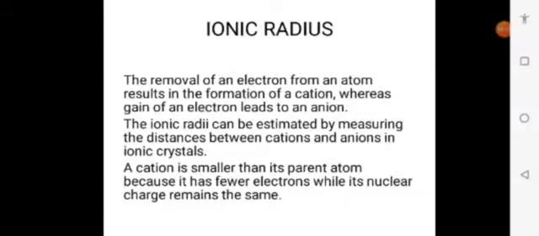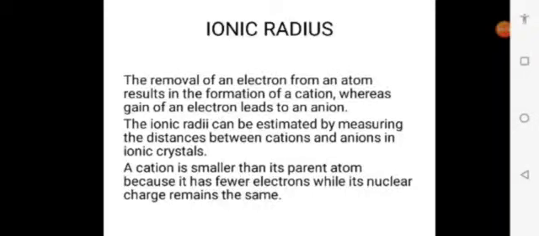Ionic radius means those species which contain charge, the radius of the charged species. Now charge means maybe positive charge, maybe negative charge. So if it is a cation, the radius of the cation is called cationic radius, and the radius of an anion is called anionic radius.